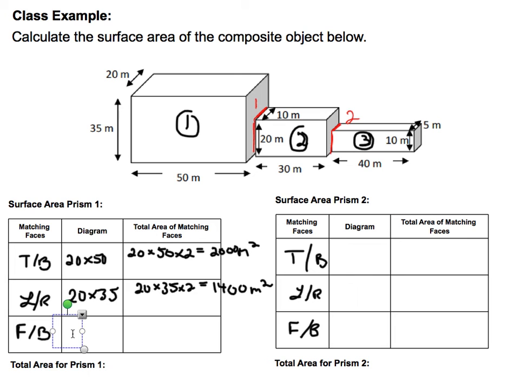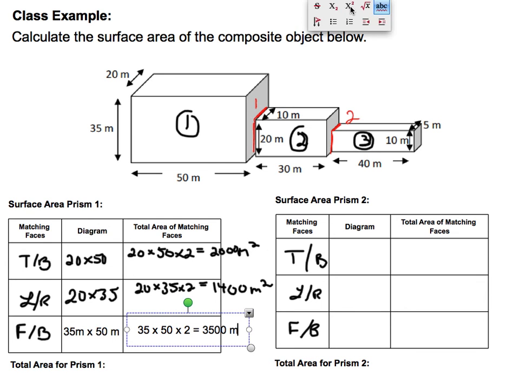So my front and my back has areas of 35 meters by 50 meters. Maybe that might be a little bit easier to do. So I'm going to go 35 times 50, and I'm going to times it by 2. Let me double check that one: 35 times 50 gives me 1,750, times 2 is 3,500 meters squared.